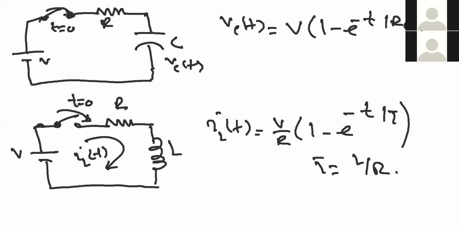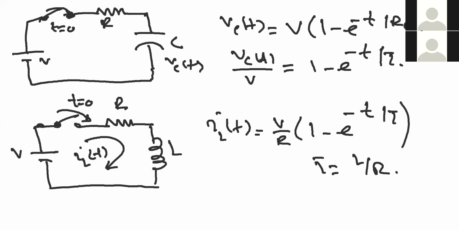Now from these two expressions, the output over input is equal to what? V_C divided by input voltage will be equal to 1 minus e raised to power minus t over tau. Let's say this is also a time constant. And here you have the output divided by the input, again equal to 1 minus e raised to power minus t over tau.